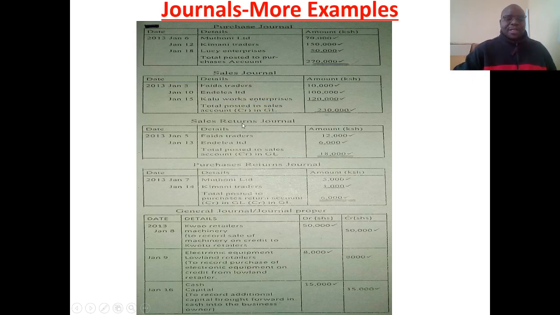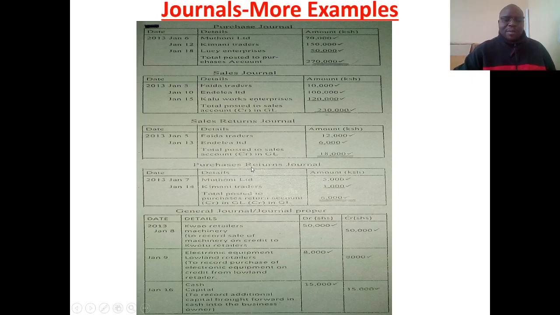Then, after selling to Faida, Endelea and Kalwax, Faida and Endelea on the 5th and 13th returned goods worth 12,000 and 6,000 respectively. That is reflected in the sales returns journal, and the total for that journal that will be posted in the sales returns ledger is 18,000. A narration is given that the totals are to be posted to the sales returns account on the credit side.